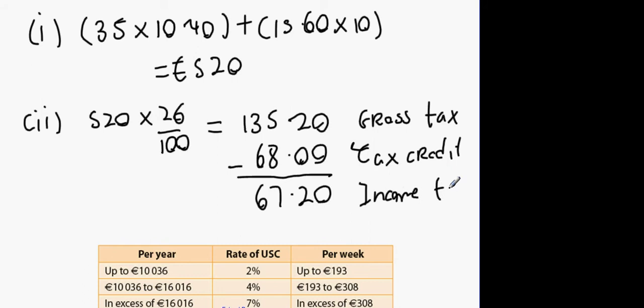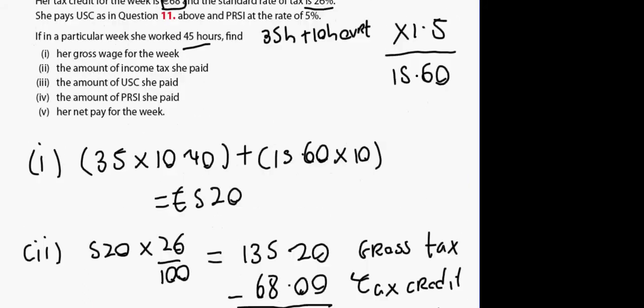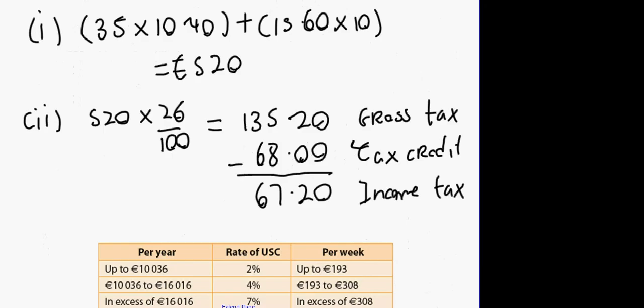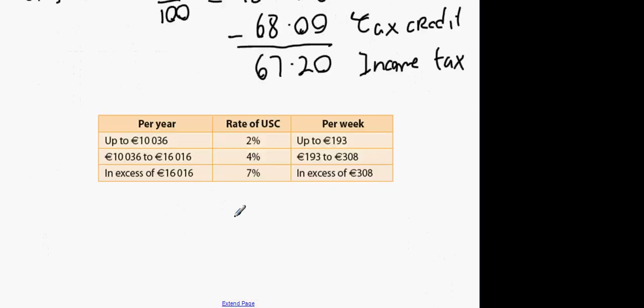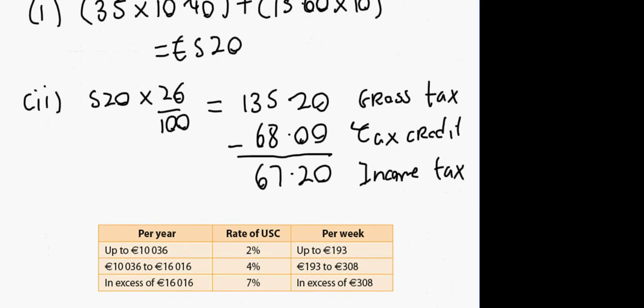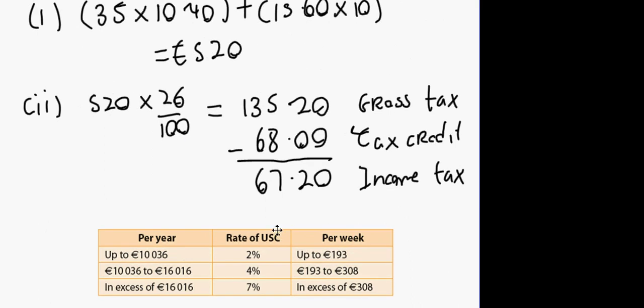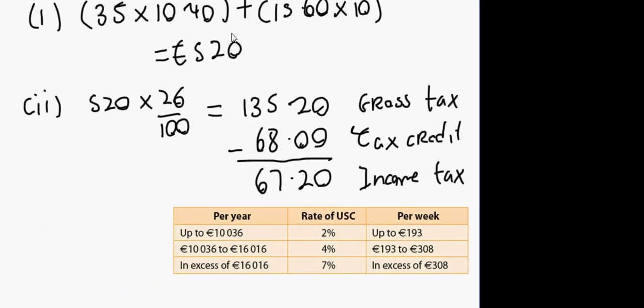Now, the next part of this question is how much USC does she pay? Now, what we've discussed before is that the USC rates are in the table to the right. So what we've got to do is, she makes €520, and because she makes €520, she makes in excess of 308. So we have to calculate all three.